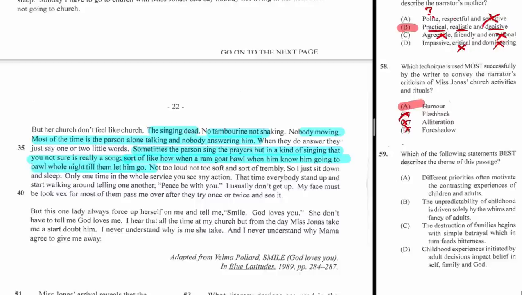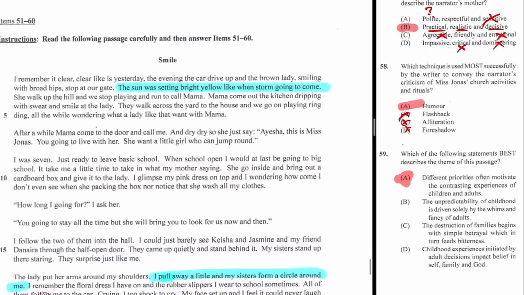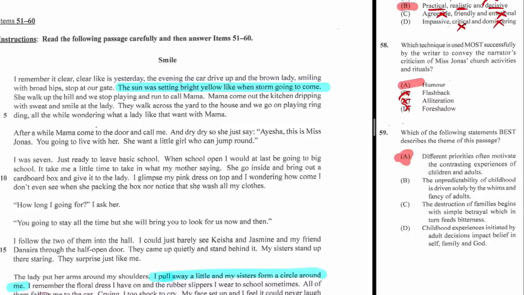59. Which of the following statements best describes the theme of this passage? A. Different priorities often motivate the contrasting experiences of children and adults. We see this as we look at the little girl and her mother. The mother's priority is basically being able to finance her home properly, being able to take care of her family members, which means getting rid of one of them, essentially. While the narrator would rather stay at home, even if it means living a poorer life, but at least she would get to be with her family, be with her sisters. And so we see where Mama and Miss Jonas have very different priorities from the narrator. And that is what creates this contrast of experiences.